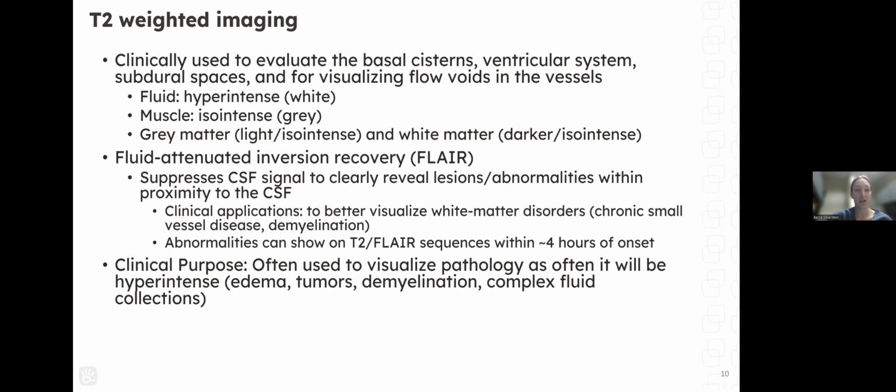Again, the purpose of T2 weighted imaging is to visualize pathology, as it's usually hyper-intense compared to the surrounding tissues: edema, tumors, demyelination, and complex fluid collections.